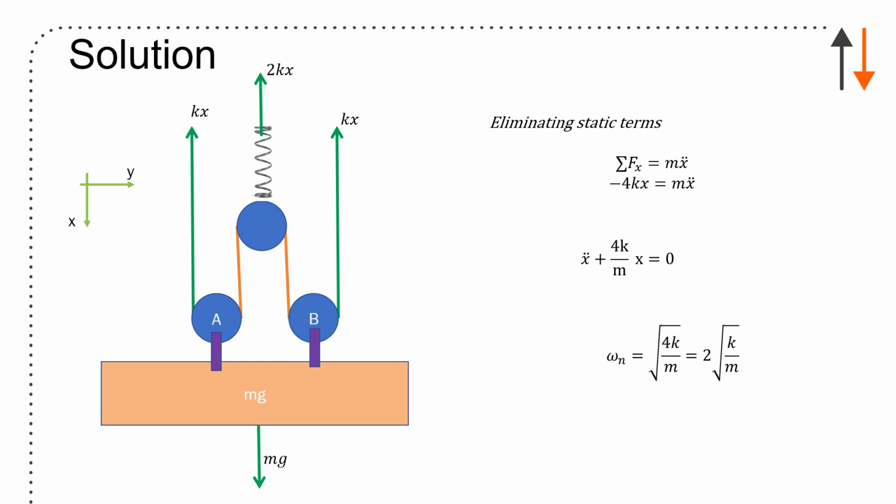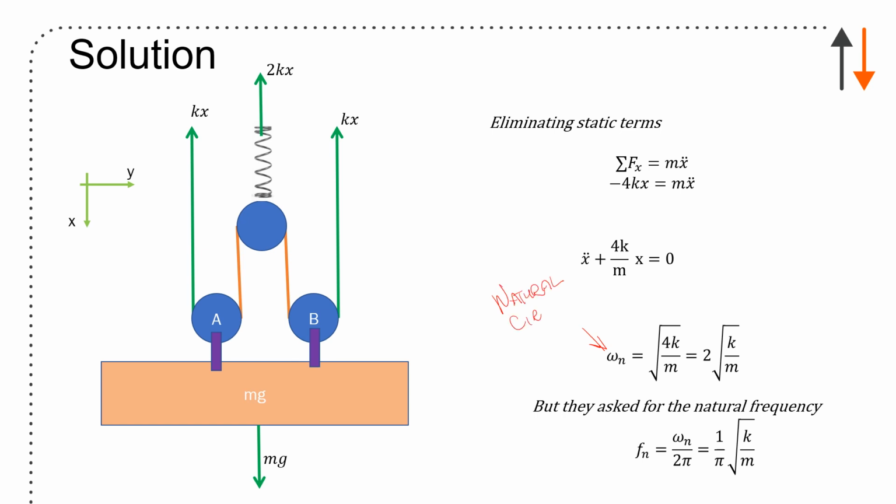And I can substitute in terms, and I get omega n is the square root of 4k over m, which equals 2 times the square root of k over m. But they ask for the natural frequency. This again, natural circular frequency. And so omega n over 2 pi equals 1 over pi times the square root of k over m, because that 2 is going to cancel on the top and the bottom.